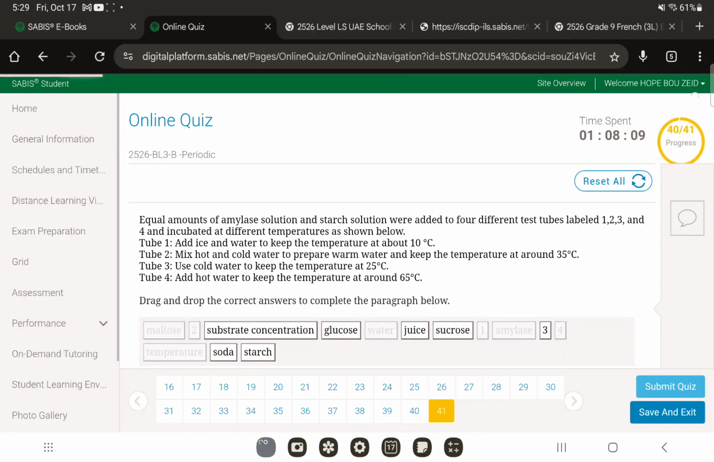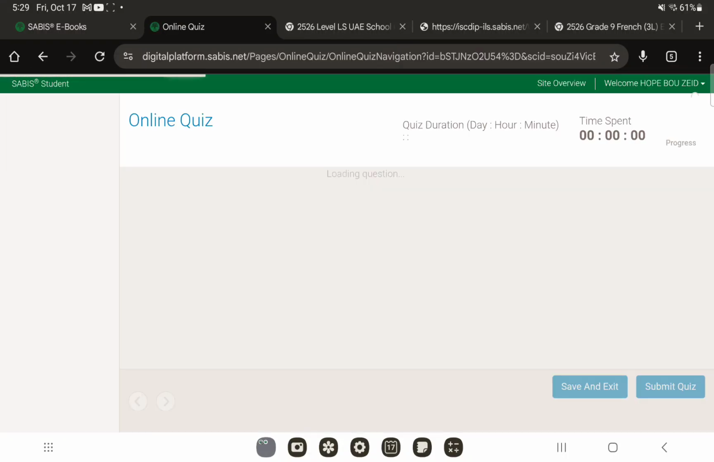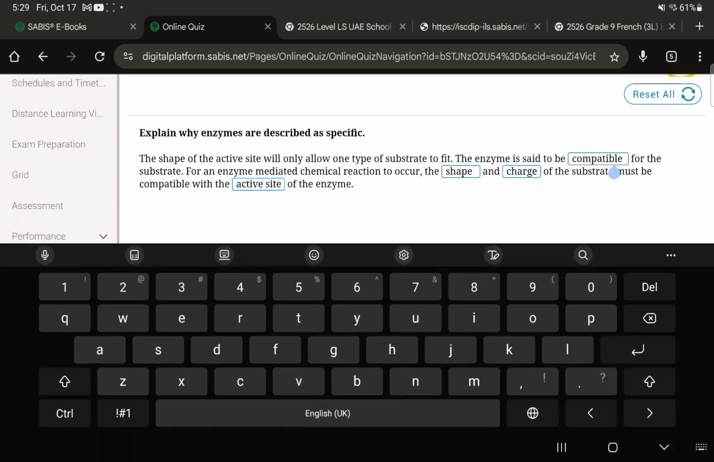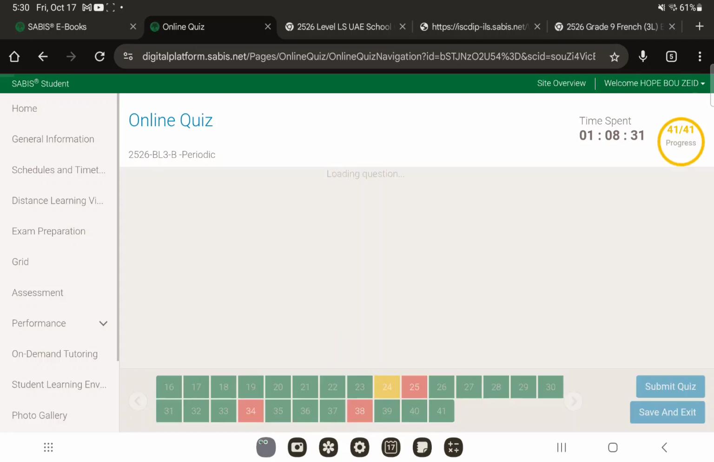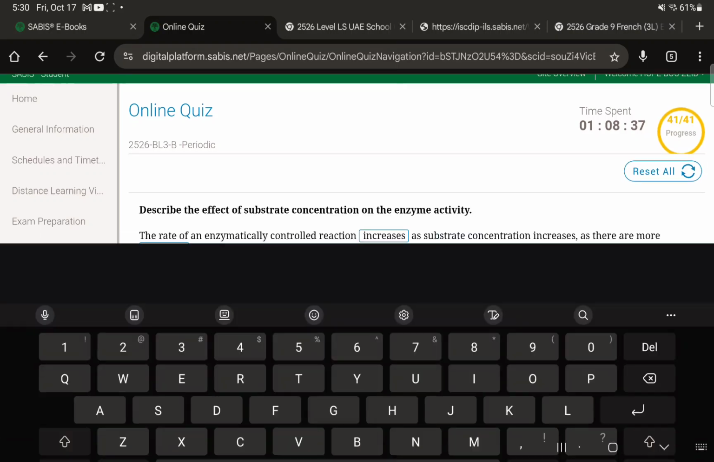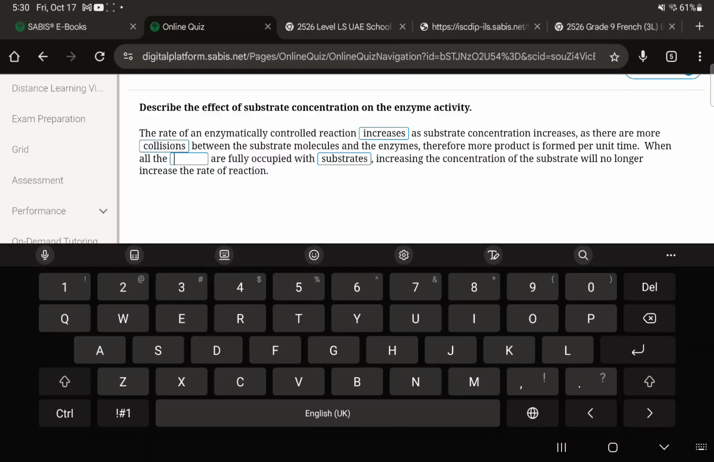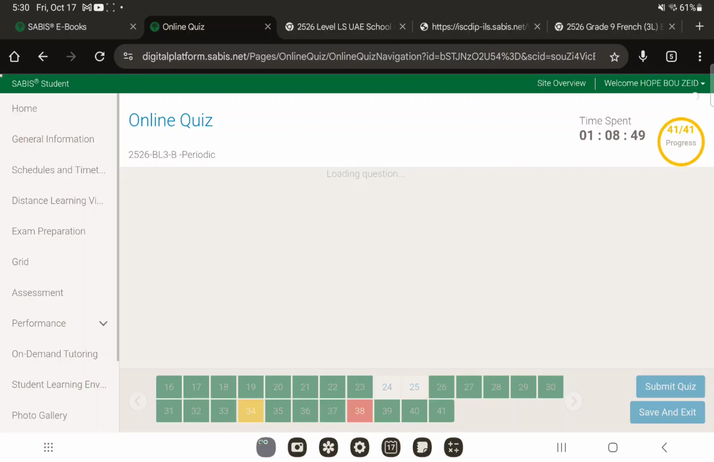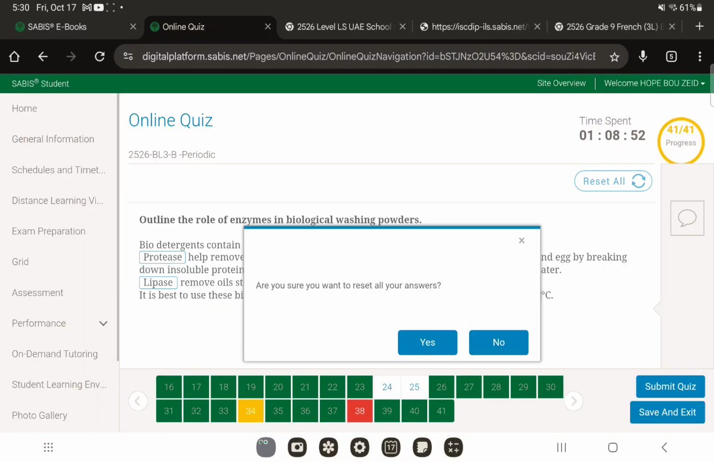Now to submit and see if we got anything wrong. Okay, a couple wrong. See this? I think it's specific. So like I said before, same meaning. It's just that the online quiz is very specific. Here, when all the active sites, once again, just the online quiz being specific with their answers here.